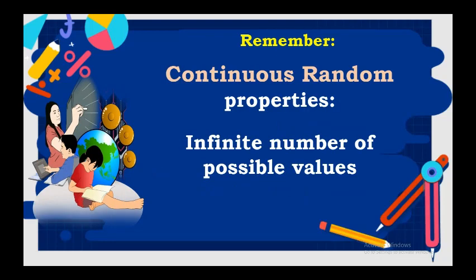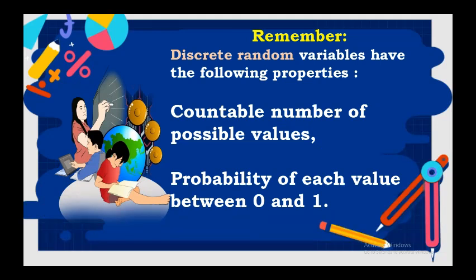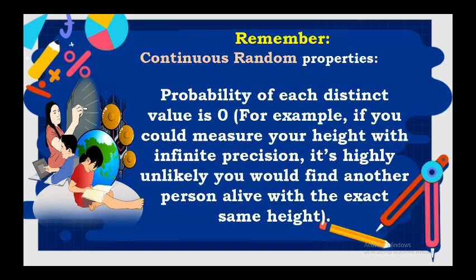In the continuous random variable, the property is an infinite number of possible values. So the probability of each distinct value is 0. For example, if you could measure your height with infinite precision, it's highly unlikely you would find another person alive with the exact same height. So that is for the continuous random variable properties. The probability of each distinct value is 0, while in the discrete, the probability is between 0 and 1.